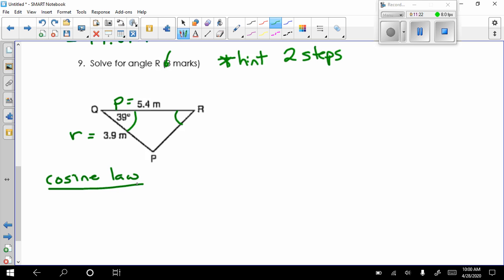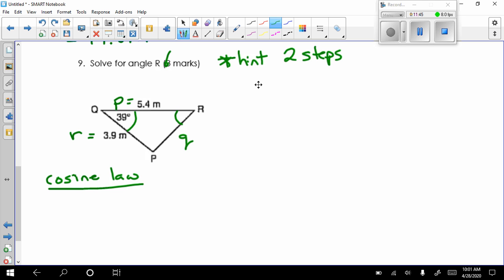In order to use cosine law, the first thing I'm going to have to do is solve for this side. I've got to solve for little q. The reason is I don't have enough information to solve for the other 2 angles. The only thing that cosine law right now is going to give me is that q.